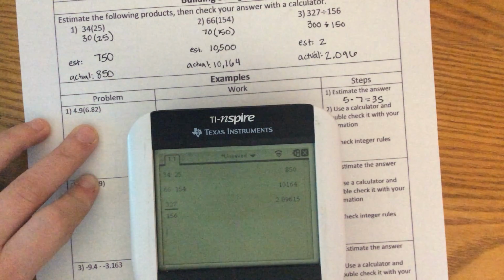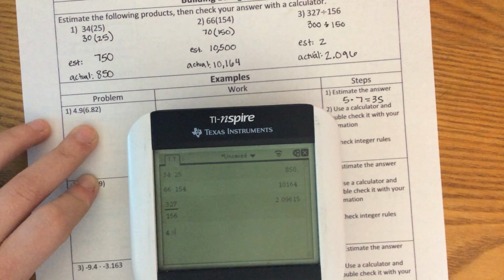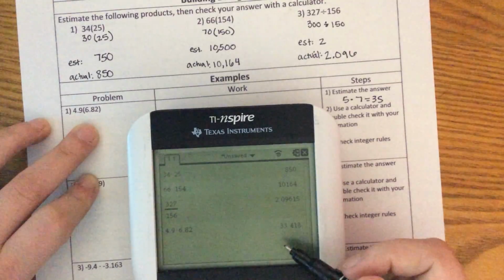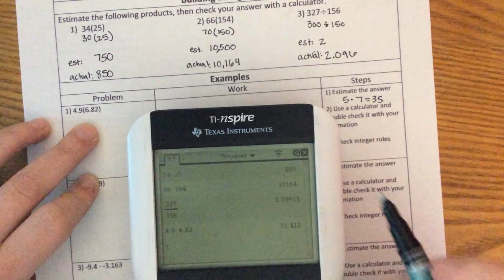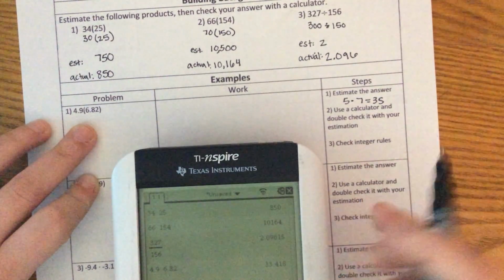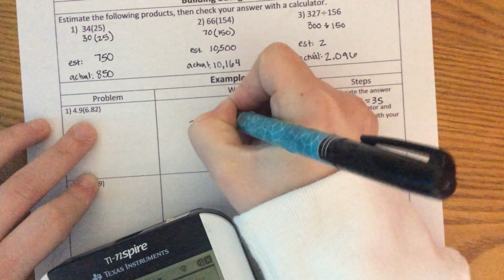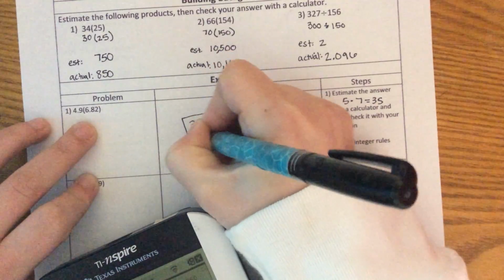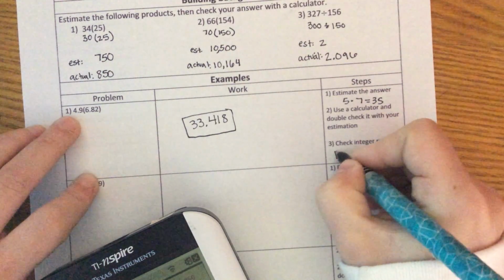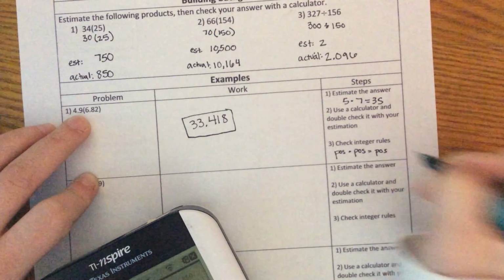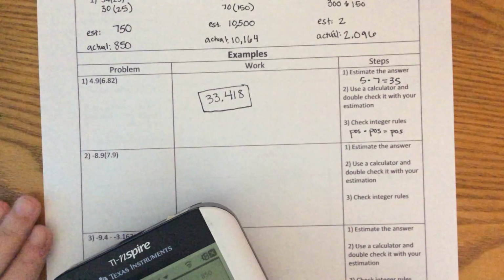Okay, now I'm going to multiply using my calculator. So 4 and 9/10, I can use the parentheses if I want to. Parentheses 6 and 82 hundredths. Enter, and I get 33 and 418 thousandths. That's pretty close to 35. It's about 2 off, so not too far. So that should be right. So 33 and 418 thousandths. Now we just want to double check integer rules. So we had a positive times a positive, which does equal a positive. So that was right.